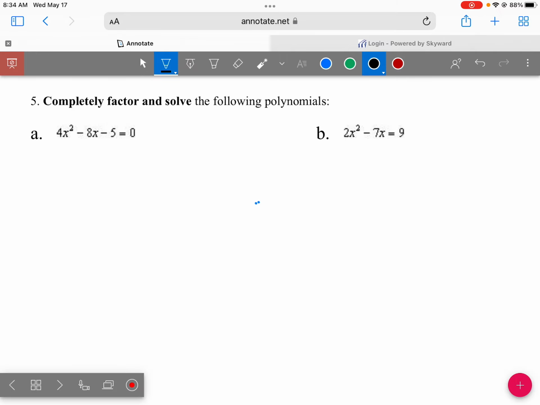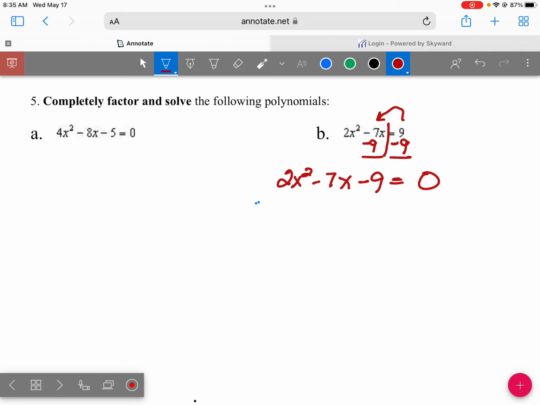All right, I'm going to skip A. We're going to go to B. You can do A on your own if you want. Here's my B, 2x squared minus 7x equals 9. Is that good to go? No, what do I need to do? Set it equal to 0. I need to move that 9 over to the other side. How do I move it mathematically? Subtract, because it's positive now. So subtract 9 from both sides of that equation. So I get 2x squared minus 7x minus 9 equals 0.